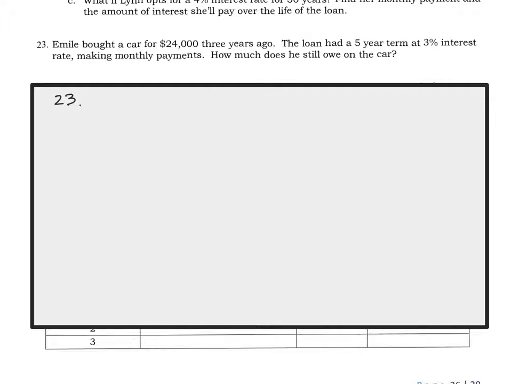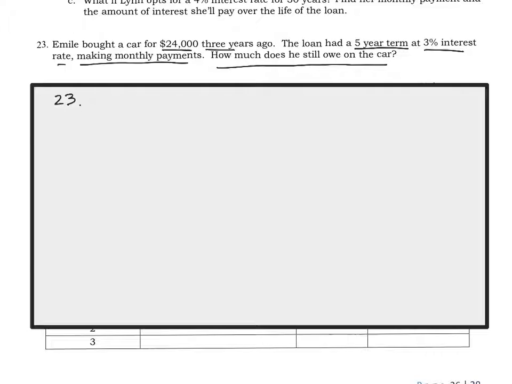Finance practice exercises number 23. Emil bought a car for $24,000 3 years ago. The loan had a 5-year term at 3% interest rate, making monthly payments. How much does he still owe for the car?